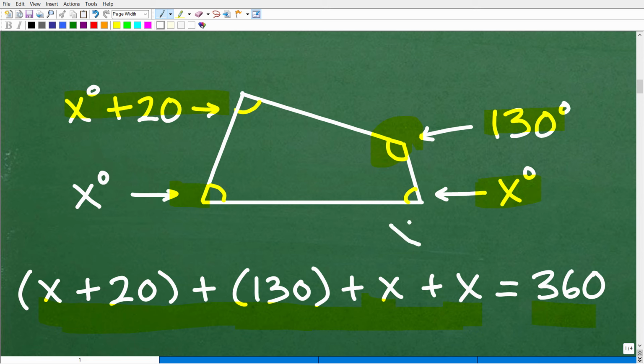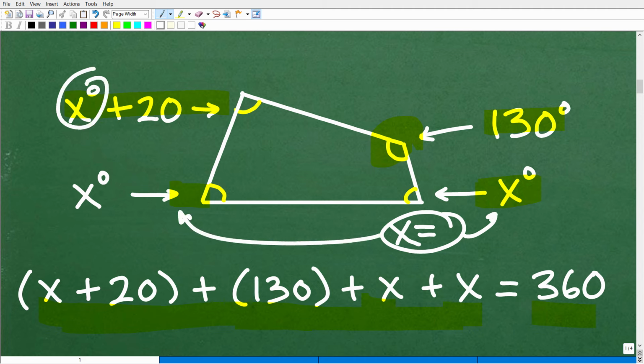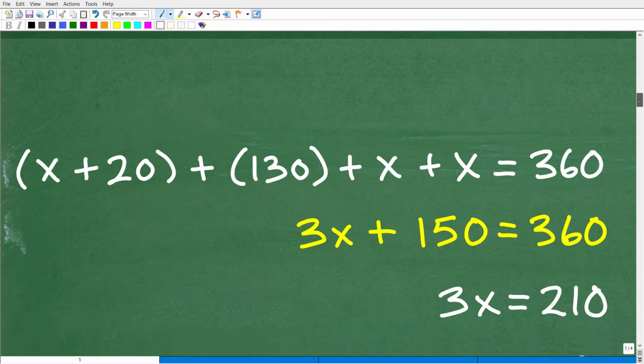So we've got to remember, when we solve this equation for x, that's going to be these two angles right here. And then to get this angle, we're going to have to take x and add it to 20. Okay, so let's do this basic algebra. This is not that difficult.